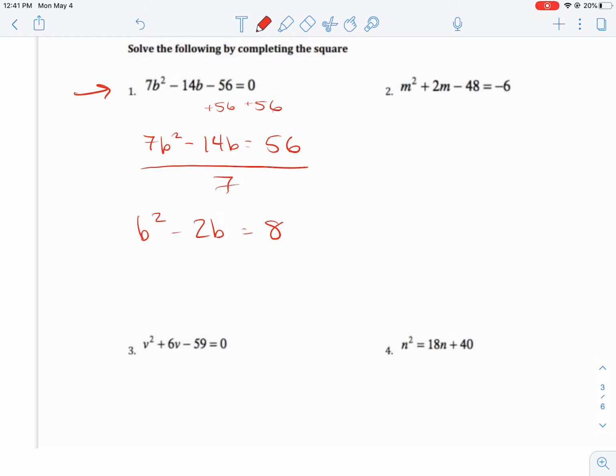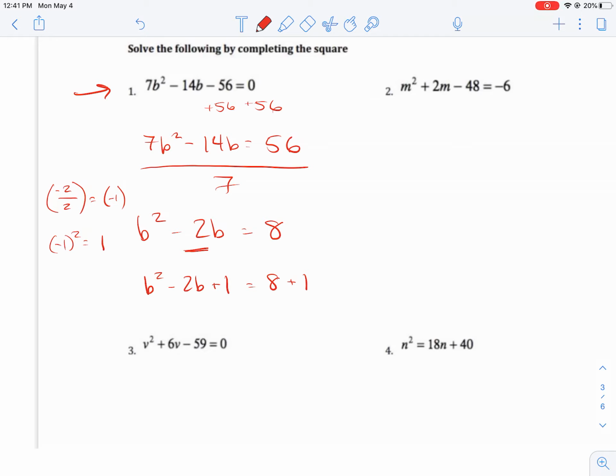So we take our b value, which in this case is a negative 2. Negative 2 divided by 2 is equal to a negative 1. Negative 1 squared is equal to a 1. So what we're going to add to both sides is b squared minus 2b plus 1 is equal to 8 plus 1.